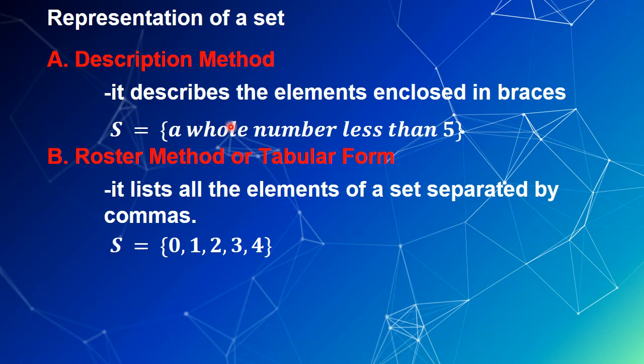So pertaining to the first one, description method, if we're going to write the elements found in this set S, we have 0, 1, 2, 3, 4. This way of writing the set is what we call the roster method or the tabular form.